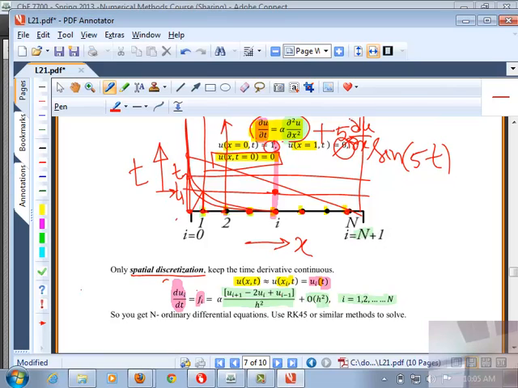Good point. Actually, I forgot. I'm glad that you brought it up. When you are at the boundary, do you need to use any central difference or forward difference or backward difference? If you have a Dirichlet boundary condition like this, a known value, then you don't need that. All you need to do is evaluate whatever the function is.